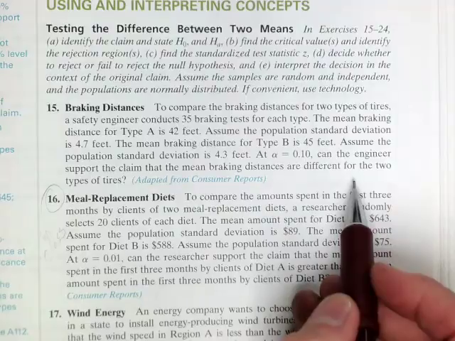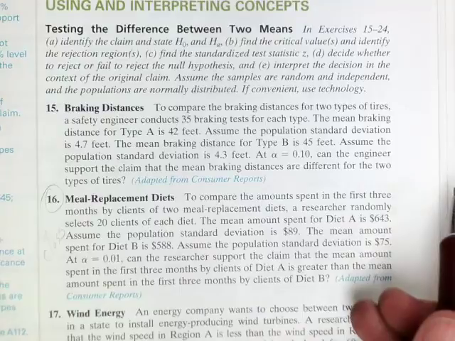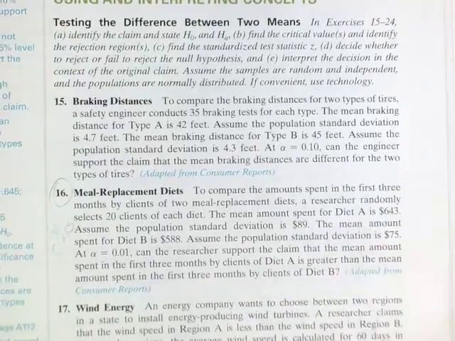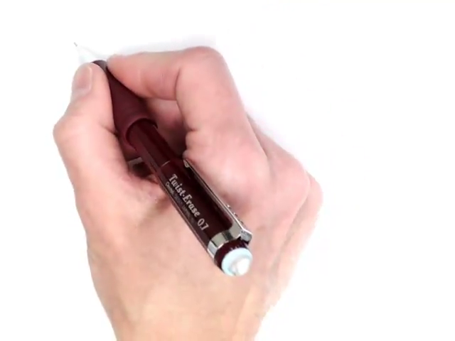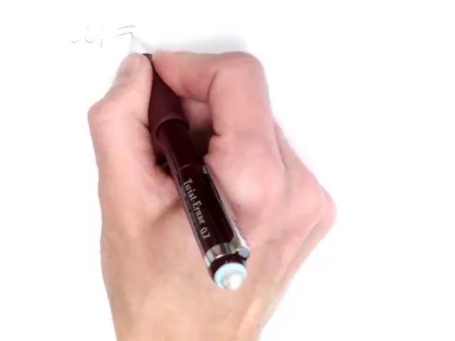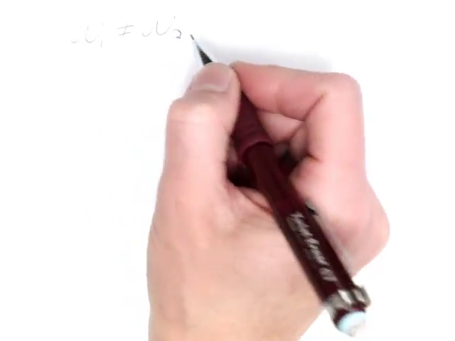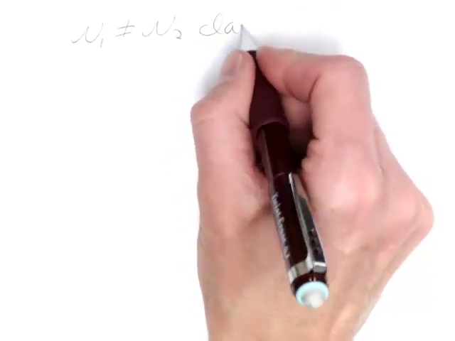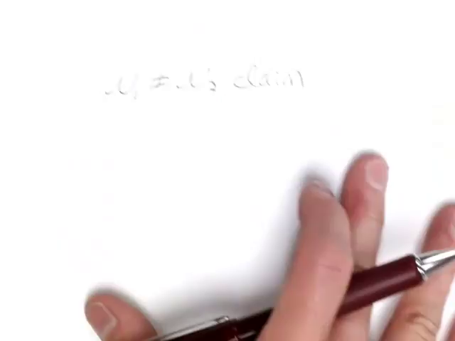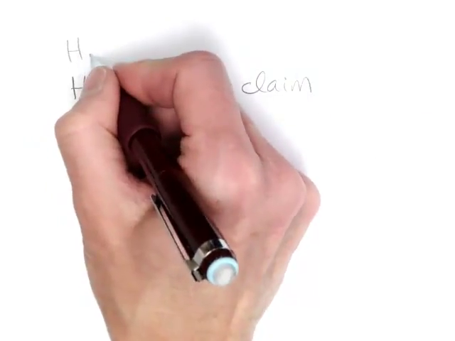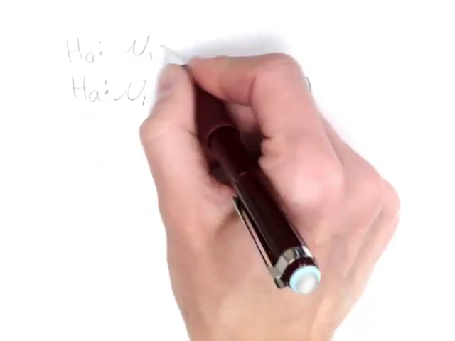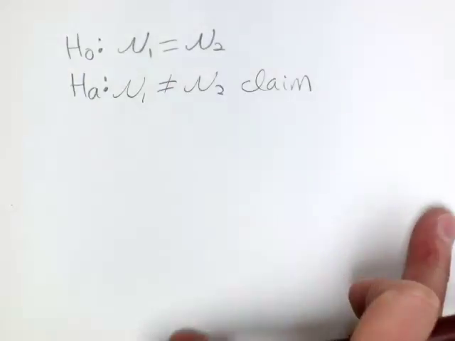Now, because we're dealing with two samples, we have two parameters, mu sub 1 and mu sub 2. So the claim is that the mean braking distances are different. The claim as a mathematical statement is mu 1 is not equal to mu 2, because the engineer is claiming that the mean braking distances are different. Because this does not contain the case of equality, this is the alternative, which makes the null mu 1 equal to mu 2.